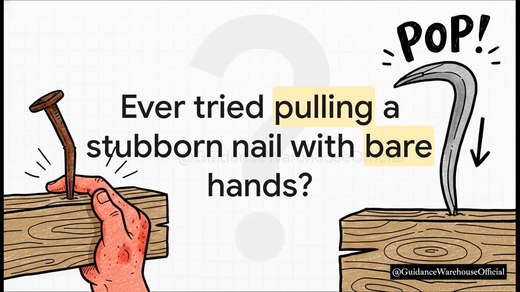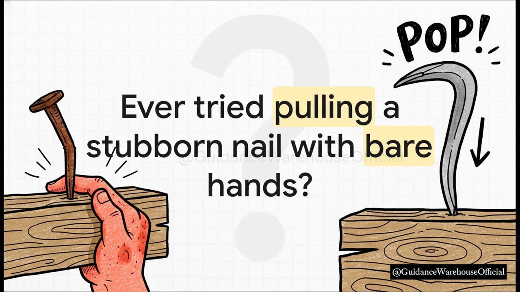Think about this for a second. Have you ever tried pulling a rusty, stubborn nail out of a wooden board with just your bare hands? It's practically impossible, right? You can pull and tug until your fingers ache, and that nail absolutely will not budge. But slide a heavy metal crowbar under that exact same nail, gently press down on the handle, and pop! It comes out like it was resting in butter.